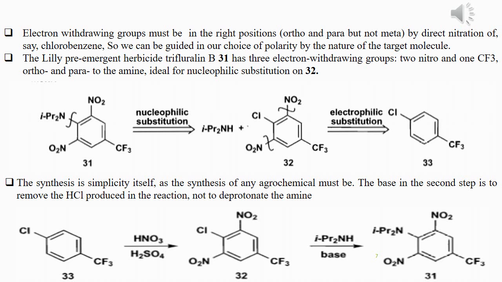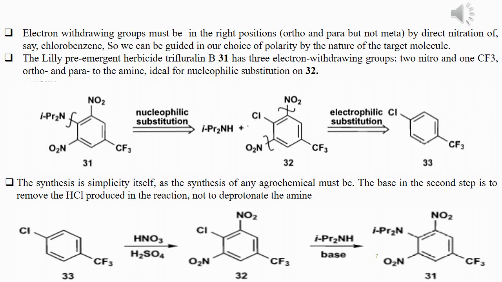If we go towards the disconnection, we see the synthetic equivalent 32, which is having 2 nitro groups and 1 CF3 group. In the place where there is a nucleophile like isopropylamine, we must think about the chloro. Electrophilic aromatic ring. How can this be an electrophilic aromatic ring?